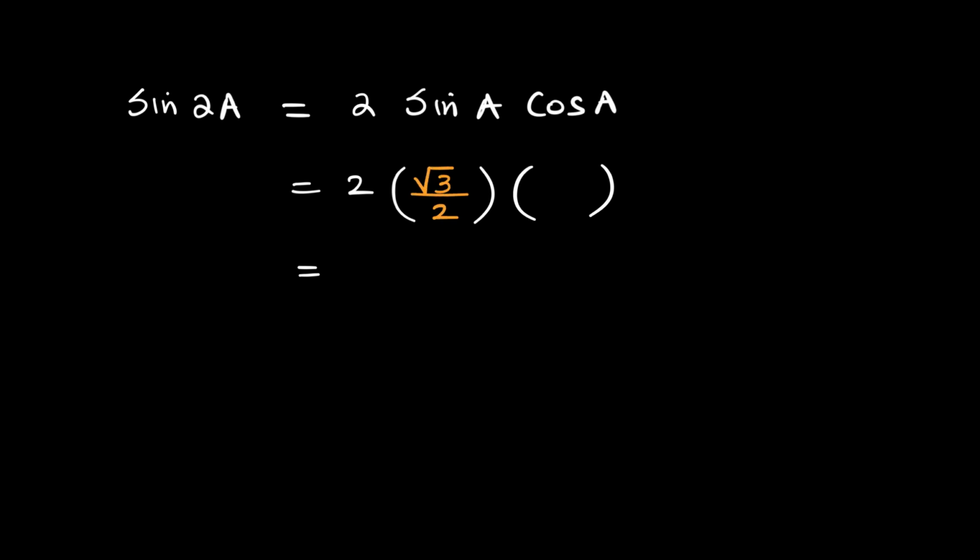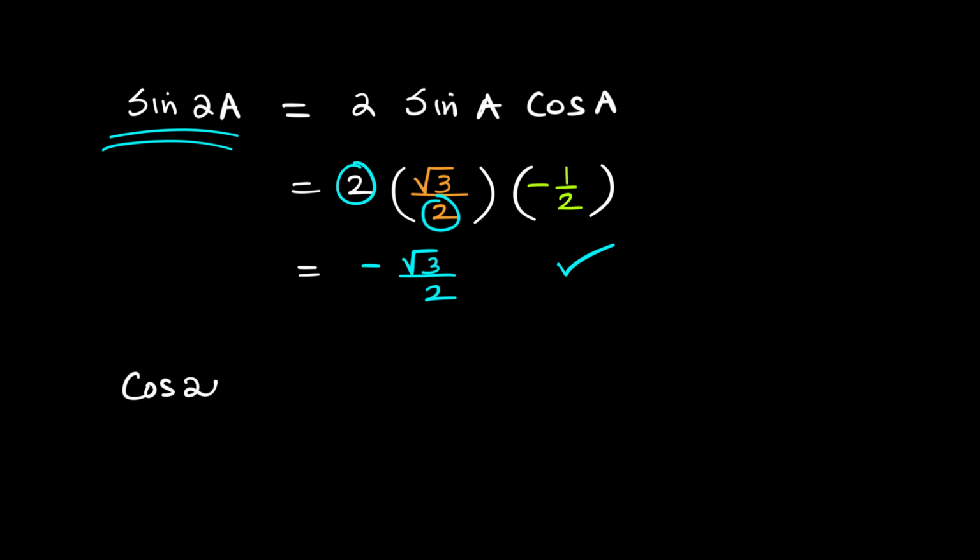The value of cosine A is negative half. So a bit of calculation is needed. The 2 and the 2 cancel off, and we are left with negative root 3 over 2. This is the value of sine of 2A. Similarly, we can evaluate cosine of 2A by any format.